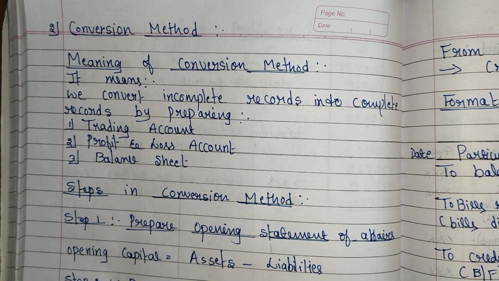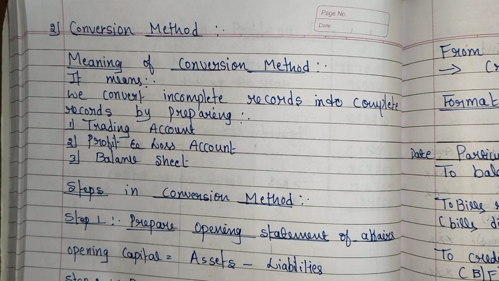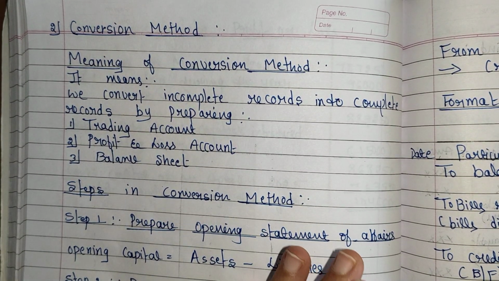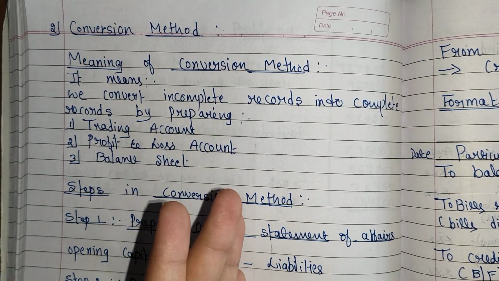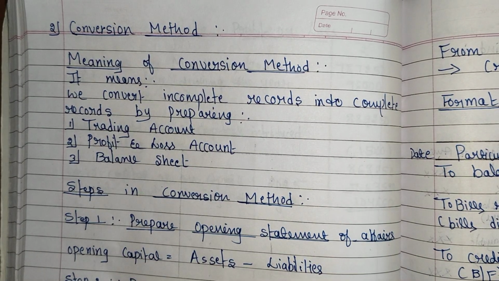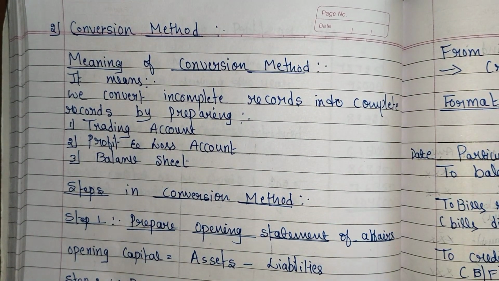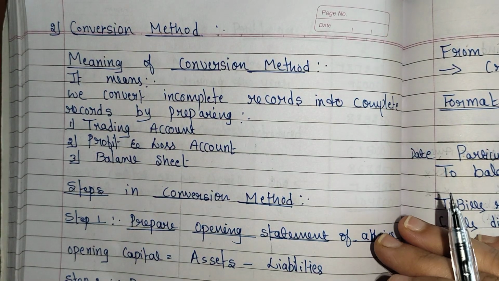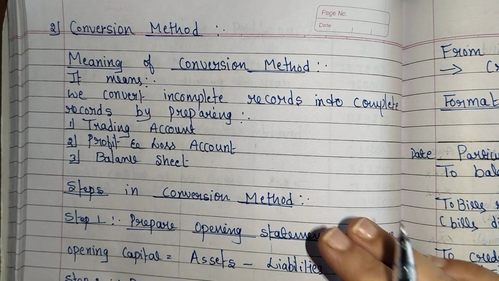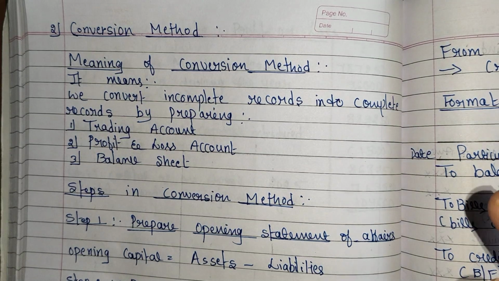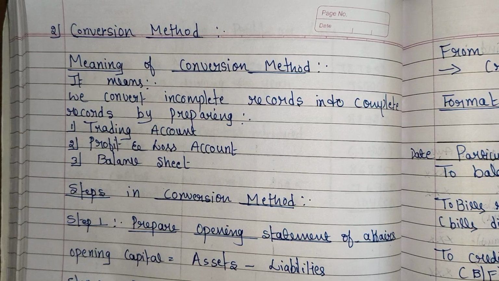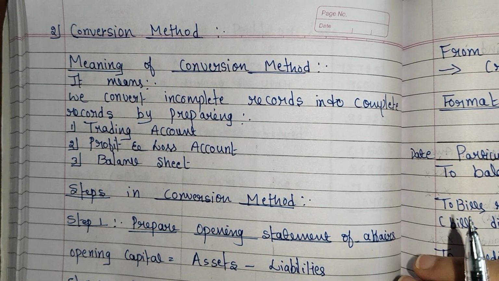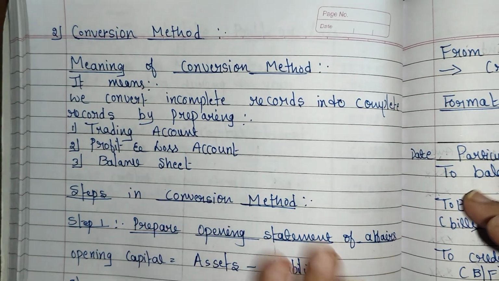Let's start. So see here, most small businesses do not maintain a proper double entry system, right? They only keep a cash book, personal accounts or any partial records. So when full records are not available, we convert incomplete records into a complete double entry system. Listen very carefully. That is known as the conversion method.